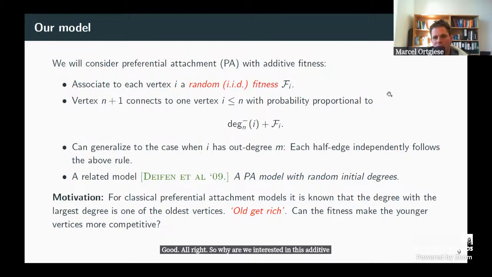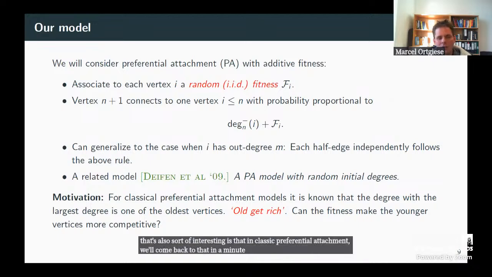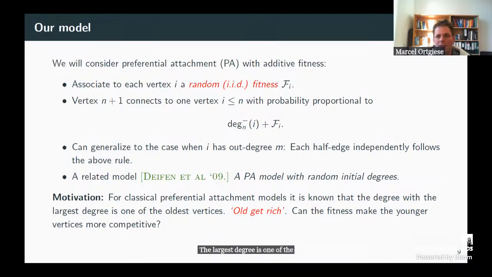Well, you can think of it as a random perturbation, but something that's also interesting is that in classic preferential attachment, we'll come back to that in a minute, the largest degree is one of the old vertices. Just by hanging around for a long time, you can get a massive degree, and none of the young vertices can outcompete you.